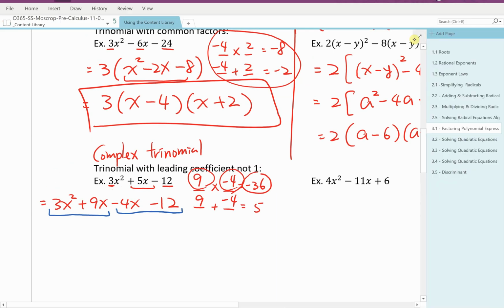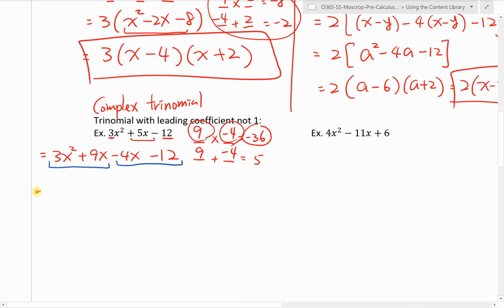You can factor the first two terms, okay? Look for the common factor. 3x is the common factor. If you factor 3x out, you should get x plus 3. Divide everything by 3x, that's what you get. And you can factor the last two terms separately. That's negative 4x, that's negative 12. What I can factor out here is negative 4. And if I divide the negative 4x minus 12 by negative 4, I should also end up with x plus 3.